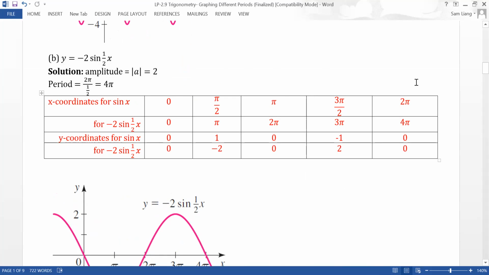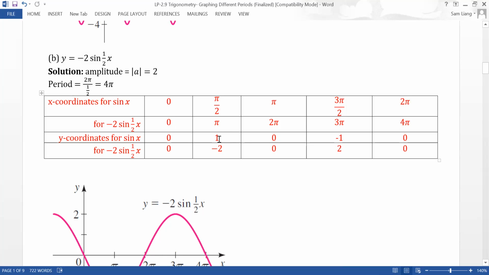So 0 to 2 pi for the x coordinates, and then we adjust, right? So for the new graph, everything is divided by 1/2, or another way to say that is multiplied by 2. So multiply all these by 2, you get 4 pi, then 3 pi, 2 pi, pi, and 0. Okay. For the y coordinates, for sine, normally it's 0, 1, 0, negative 1, 0.